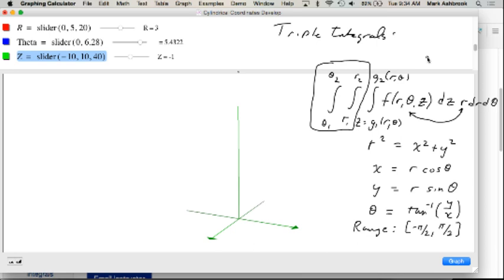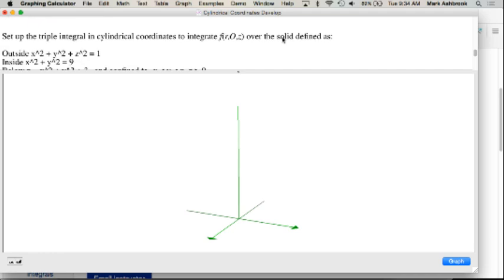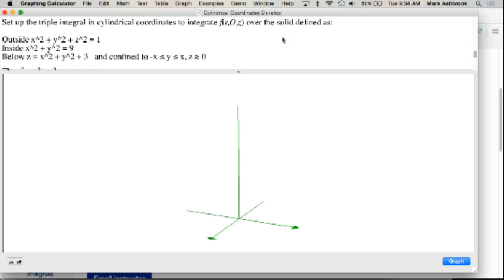The difference is that now the surfaces are defined not in x, y, z anymore, but they're defined in cylindrical coordinates, which we just talked about, r, theta, z. Okay, so let's try an example. So I want to integrate some function f of r, theta, z.